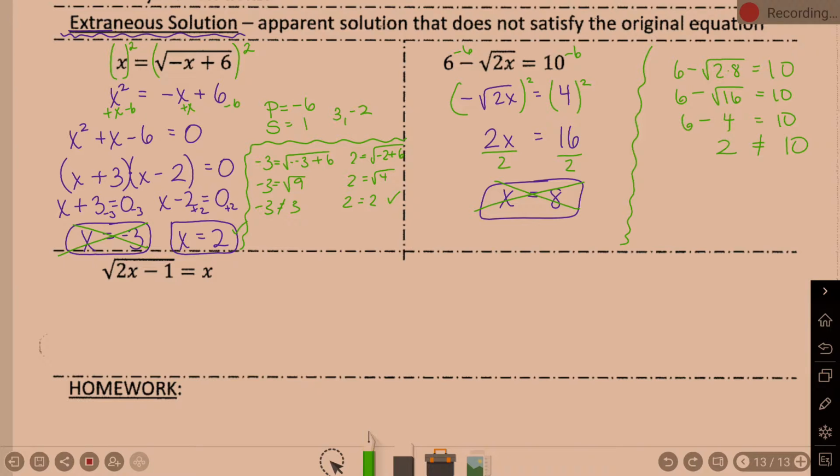Guesses? No solution. Yep, no solution. When you rule out all possible answers and there's nothing left, we say no solution. One more?